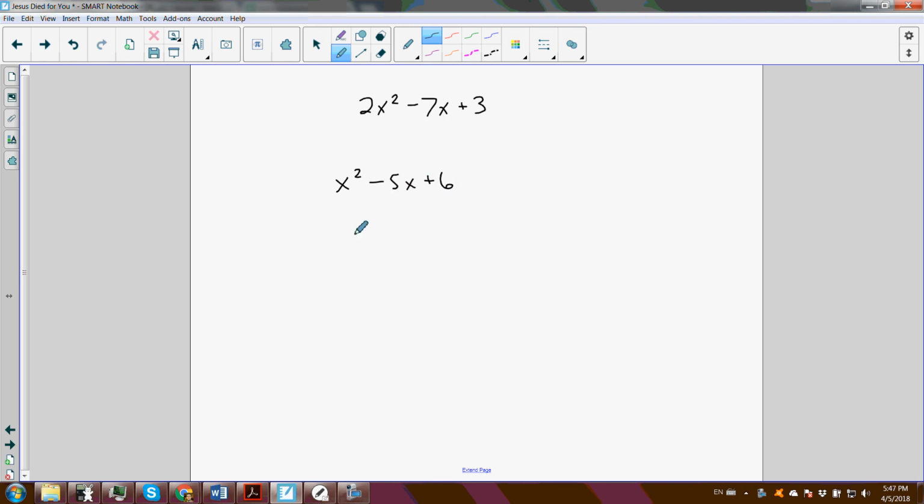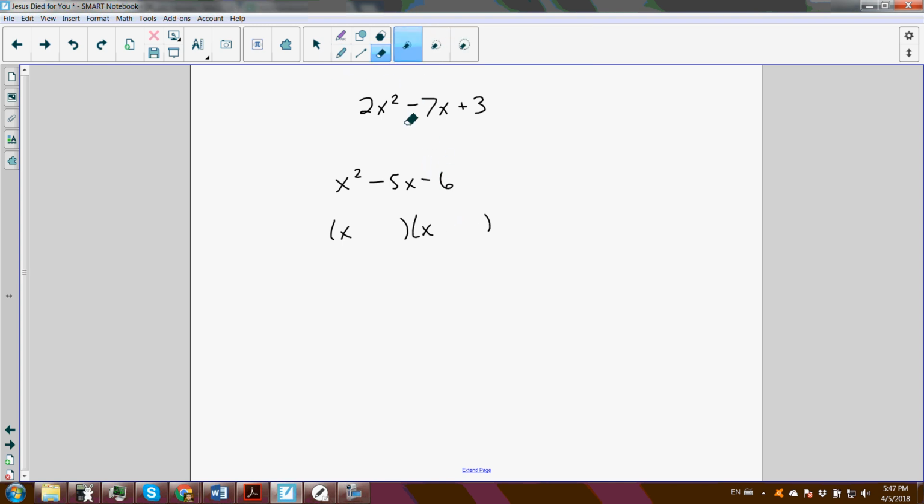So you just ask yourself, you start with x and x because you know that x times x equals x squared, and you know that these two numbers are going to have to multiply to 6 and add to negative 5. So you know it's going to be minus 2 and minus 3. And suppose we change this to a minus 6 here.